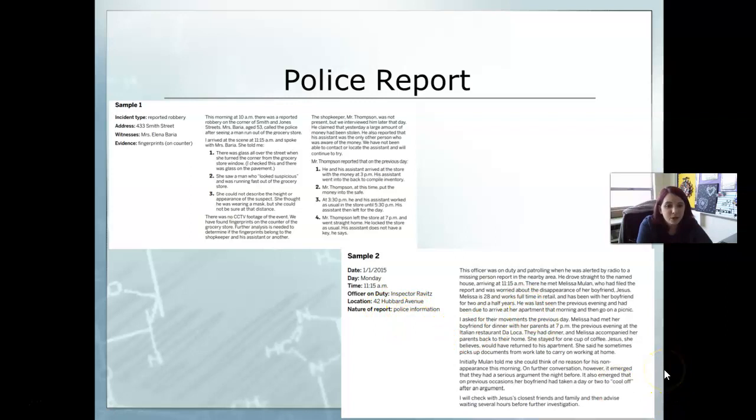This officer was on duty and patrolling when he was alerted by radio to a missing person reported in the nearby area. He drove straight to the named house, arriving at 11:15 a.m. There he met Melissa Mulan, who had filed the report and was worried about the disappearance of her boyfriend, Jesus. Melissa is 28 and works full-time in retail and has been with her boyfriend for about 2.5 years. He was last seen on the previous evening and had been due to arrive at her apartment that morning and then go on a picnic.